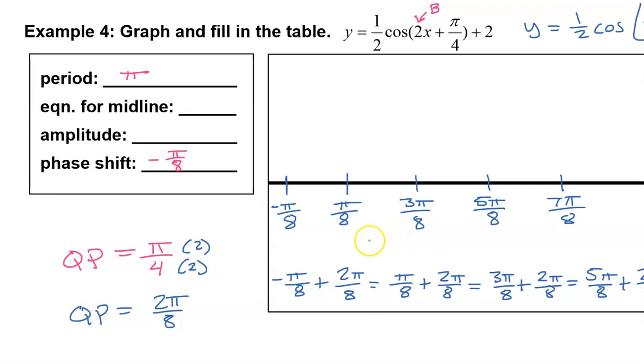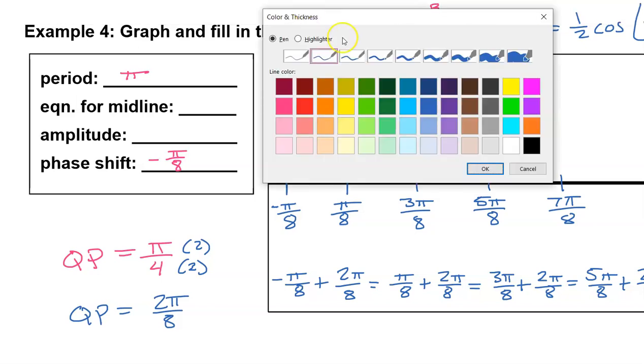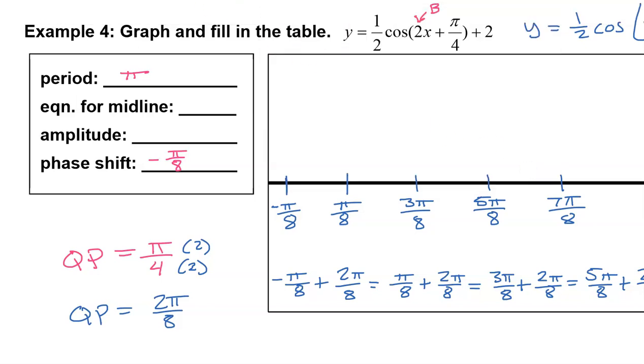All right, where will the y-axis go? I see we have a negative pi over 8 and then a positive pi over 8. So the y-axis should be between those. So now is going to be a good time to graph that. So let's just put the y-axis in between these two, like this. Okay.